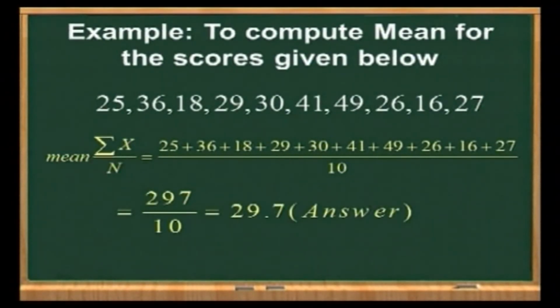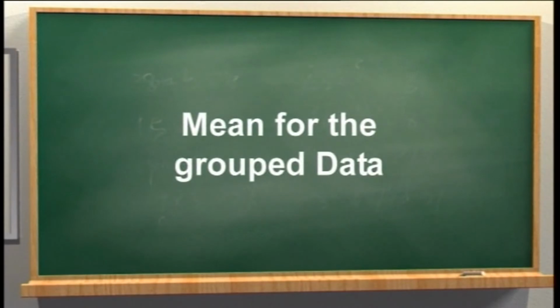297 divided by 10, the mean is 29.7. Let us calculate the mean for group data.